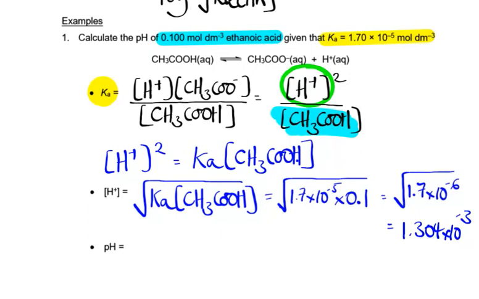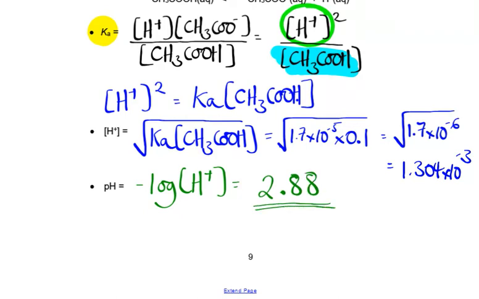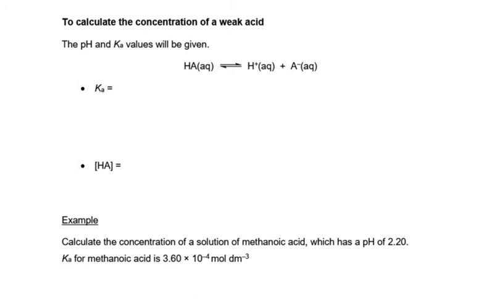Remember, that's the hydrogen ion concentration, and we need to get the pH, so we need to do minus log of the hydrogen ion concentration, so minus log of that last answer. So do that on your calculator. Remember, it needs to be to 2 decimal places, so we should be getting 2.88. Probably in the region that we'd expect for a weak acid, so probably in the 2s or 3s.